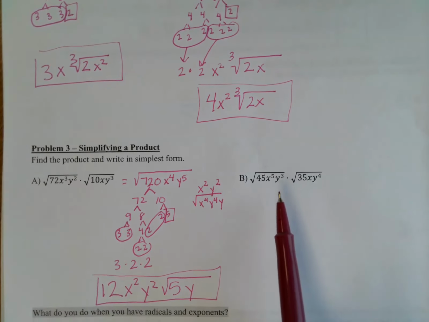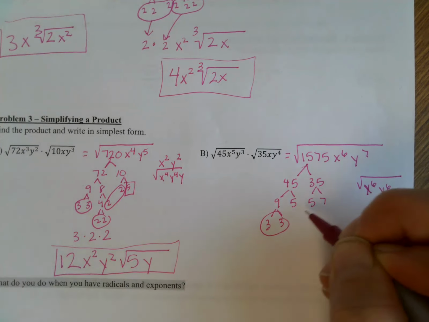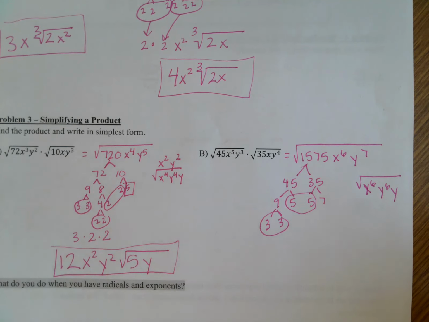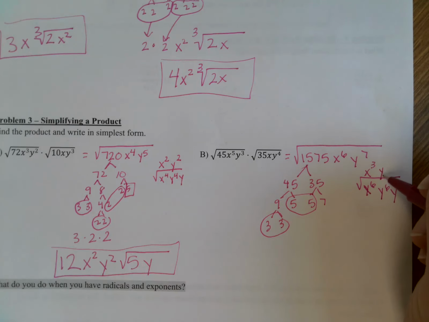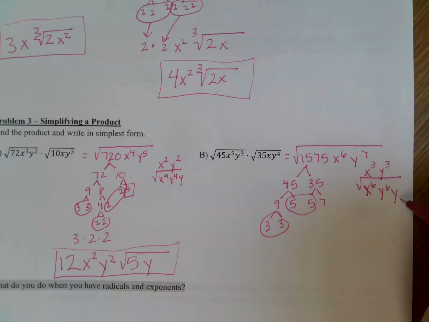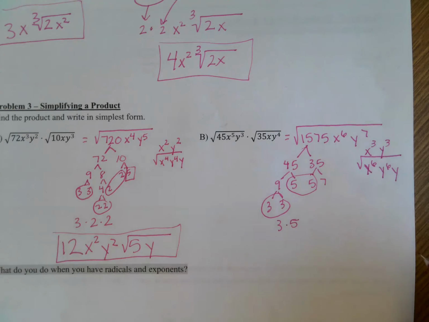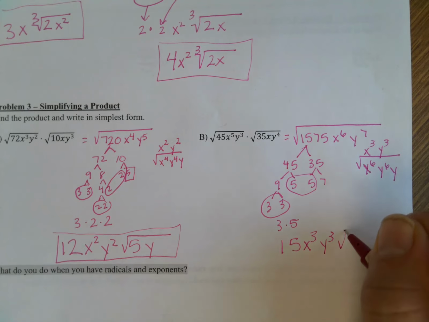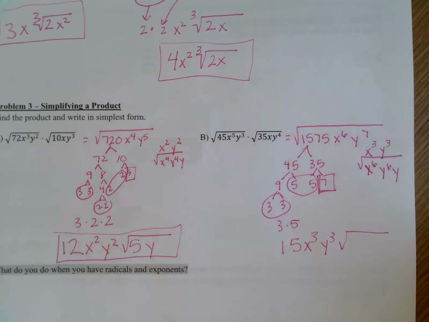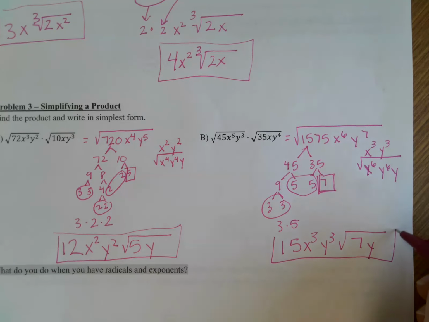I want you to pause the video and try to do B by yourself. So here's your factor tree. There's a group of 3's and a group of 5's. And when I look at these x's, there's a 2 here. So there's 3 groups of 2 for the x's, 3 groups of 2 for the y's, and there's a y left over. So what I actually have my final answer, this would be 3 times 5, because that both comes out, so that's a 15. I can take out x cubed. I can take out a y cubed, and what I have left underneath, this 7 had no pairs, and this y did not have a group. So this right here is my final answer.